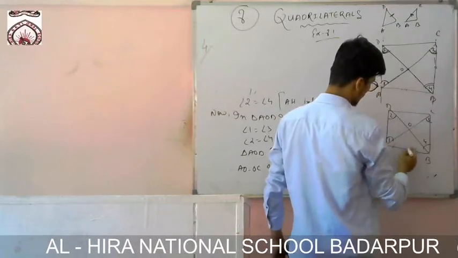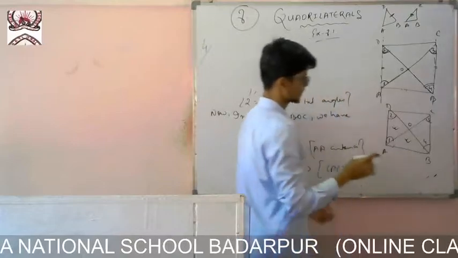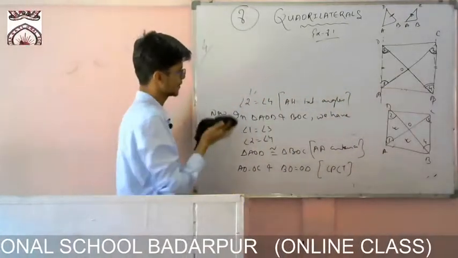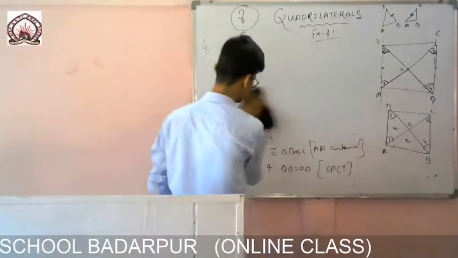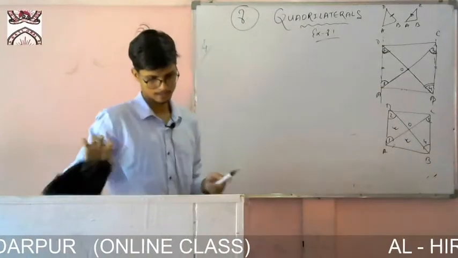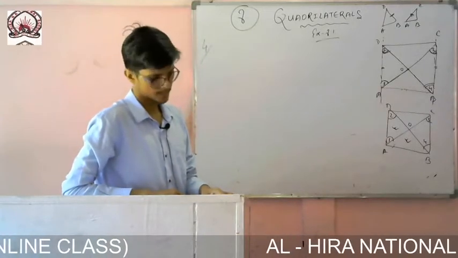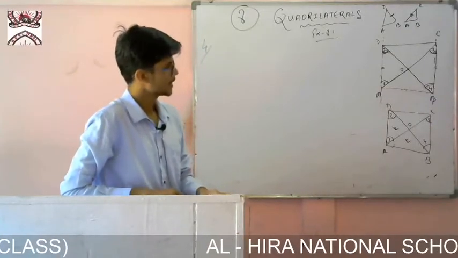Now I am taking triangles OBA and ODA. I have to show that this angle is equal to 90 degrees. If I can show that one angle is 90 degrees, then I can show that AC is perpendicular to BD, that each angle is equal to 90 degrees.